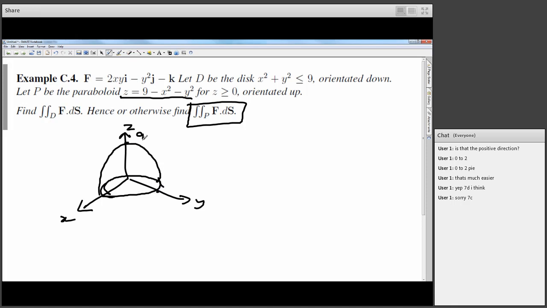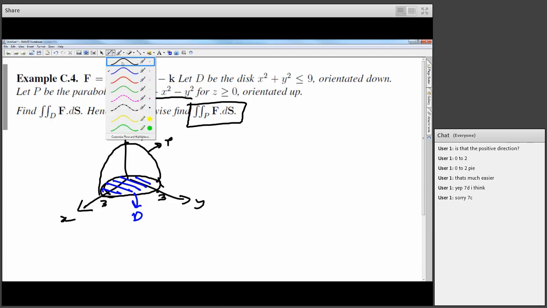I can work a few things out. It's got a height of 9 and a radius of 3 around the circular base. So that's my paraboloid, and it's just a top, by the way, which makes it hard to draw. Let's give a name for this bottom piece here. I'll call it D for the disc. So this paraboloid is one surface, and this disc down here is another one. So we've got two different surfaces. The paraboloid's not closed, that's the key thing.